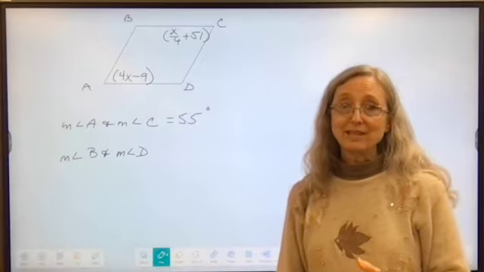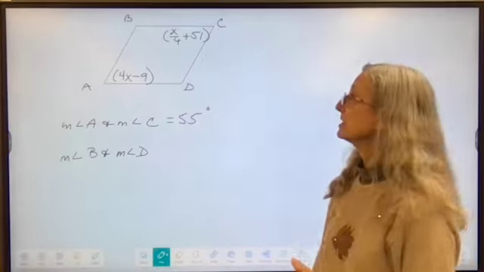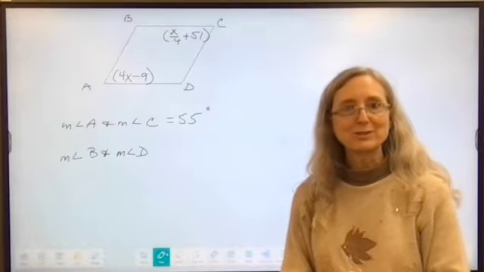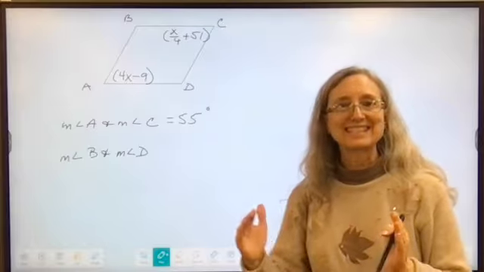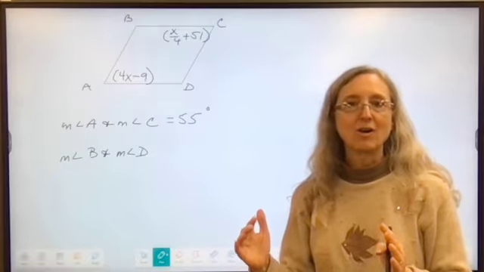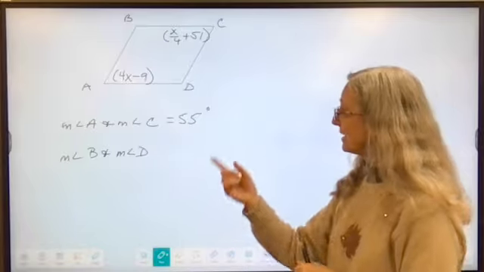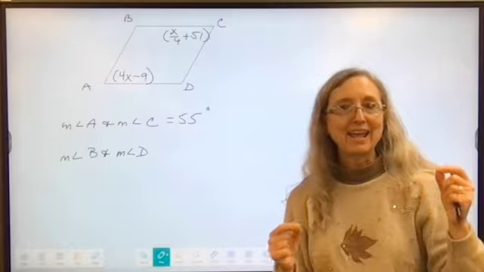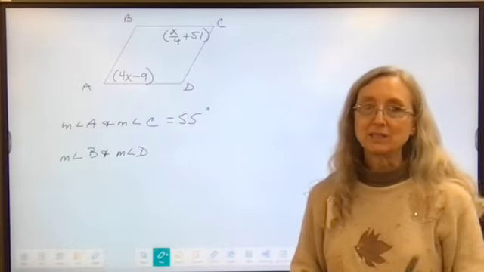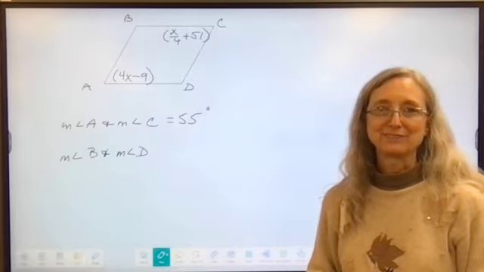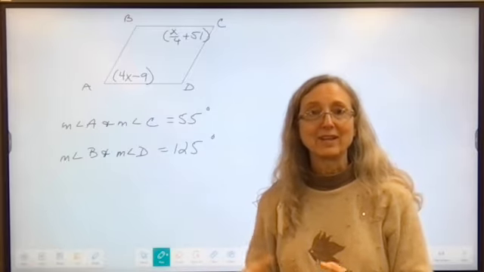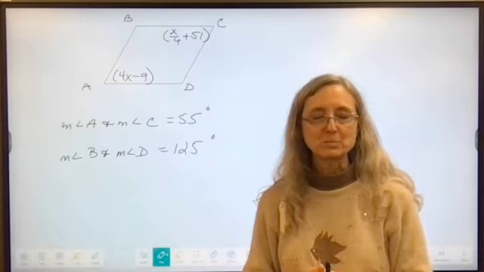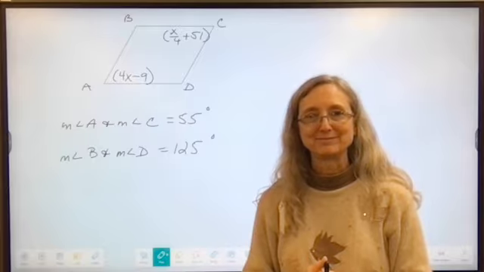Now it looks like you can't solve for the other two because there's no expressions there, but remember it's a parallelogram, which means consecutive angles are supplementary. So if I just take 180 and I subtract the 55 degrees, I have the other pair of angles, which would have to be 125. That's one way, that's a method for solving these parallelogram problems.